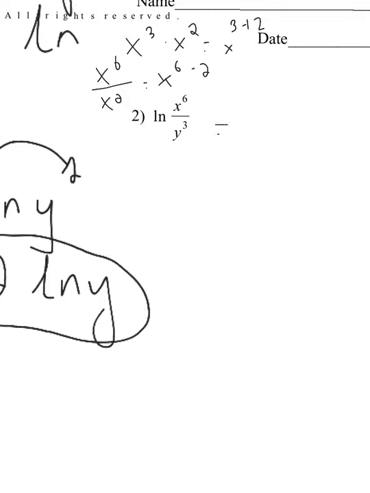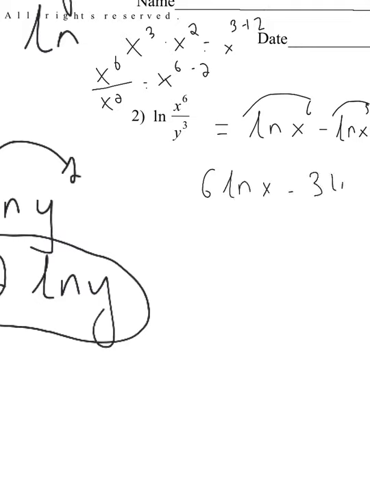So this will be equal to ln x to the sixth minus ln y cubed. Now I can apply the power rule. 6 goes in the front and 3 goes in the front. So I have 6 ln x minus 3 ln y. Sorry, it's supposed to be y, not x. Okay, and that is your answer.